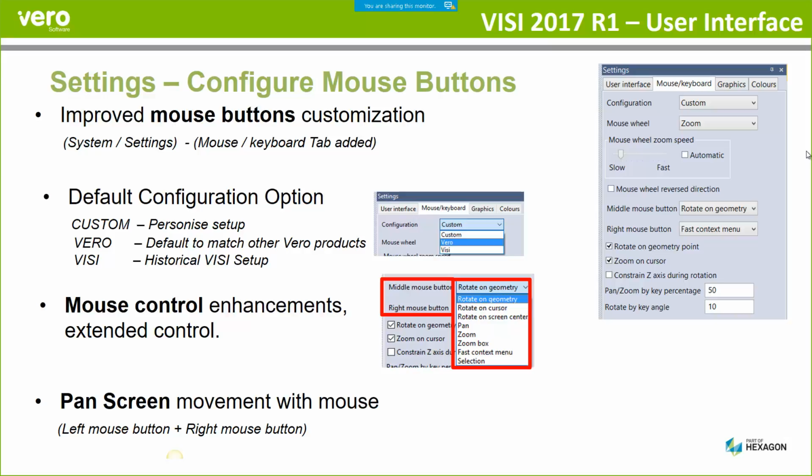And also the mouse configuration has been extended to provide us more functionality when we're rotating and moving geometry. So you can rotate upon a cursor position or the center of the screen, or actually just keep rotating around the geometry that's on the screen.